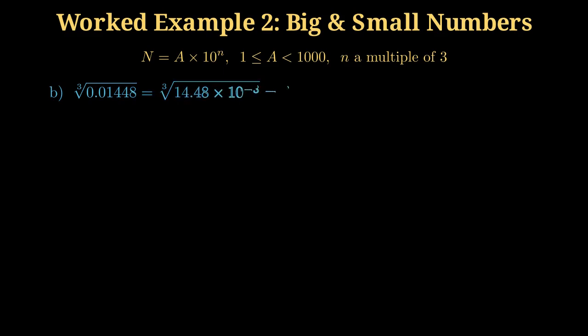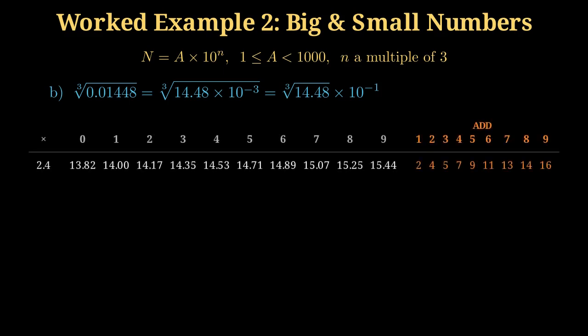B. A small one, the cube root of 0.01448. Shift the decimal point 3 places the other way: 14.48 times 10 to the minus 3. So we need the cube root of 14.48 divided by 10. 14.48 is not printed either. Closest below, 14.35, row 2.4, column 3. The root starts 2.43. Subtract 13 in the last place.